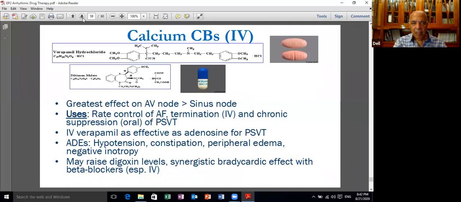Calcium channel blockers have the greatest effect on the AV node and the sinus node. They can be used to control the rate in patients with atrial fibrillation. They are ideal for chronic treatment and suppression of supraventricular tachycardia. IV verapamil is as effective as adenosine in AV nodal reentry tachycardia. You have to give it slowly to avoid side effects of hypotension.